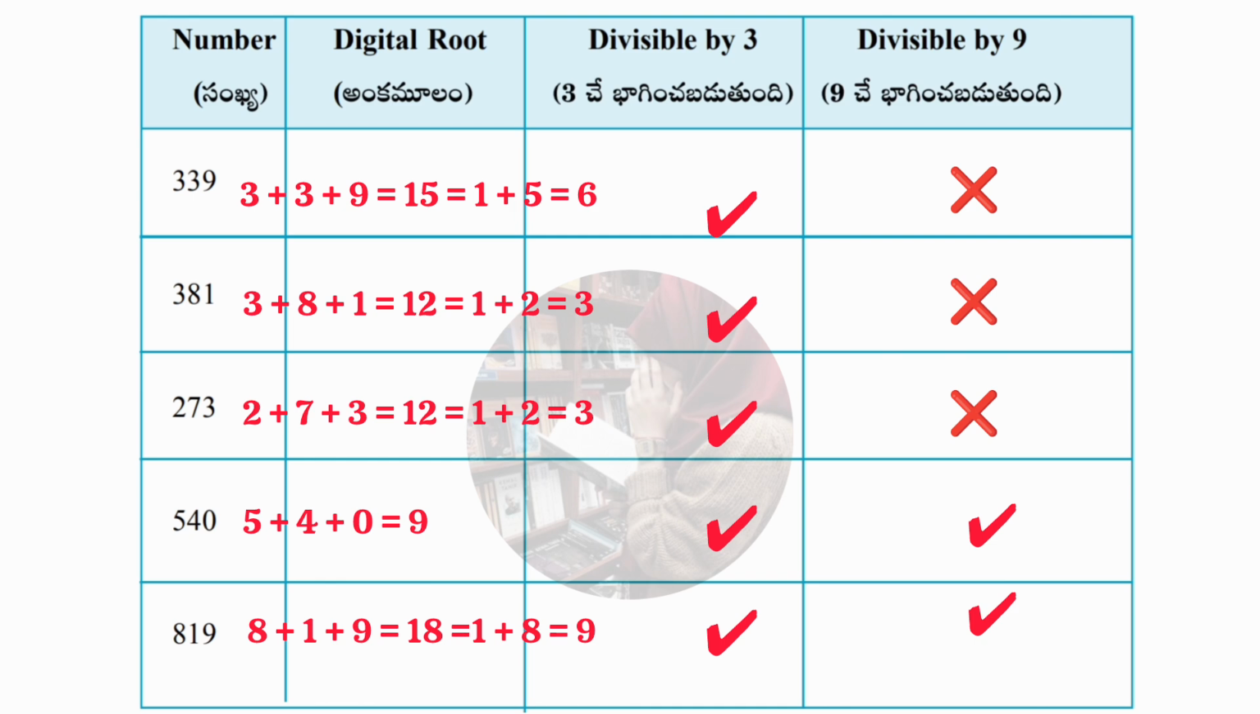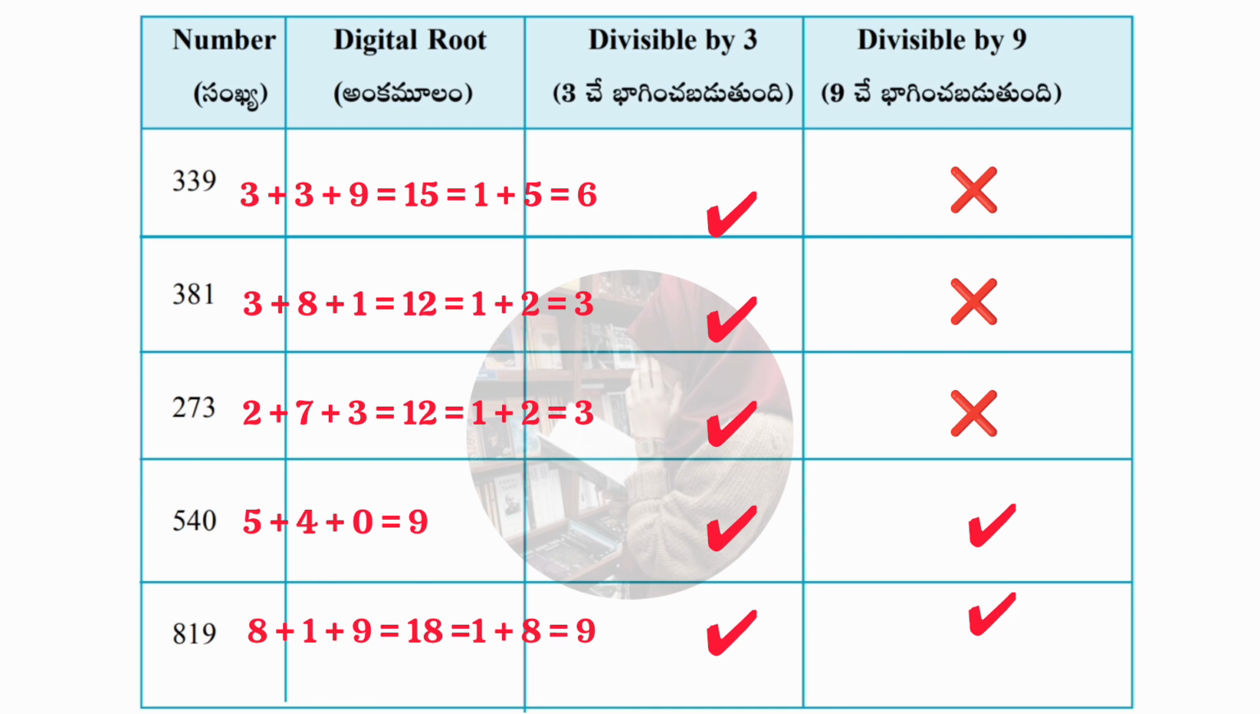If we do the addition, 5 plus 4 plus 0, which is 9. So 9, we get the answer. So this 9 is divisible by 9 and it is divisible by 3 also. That's why put tick mark in both the columns.